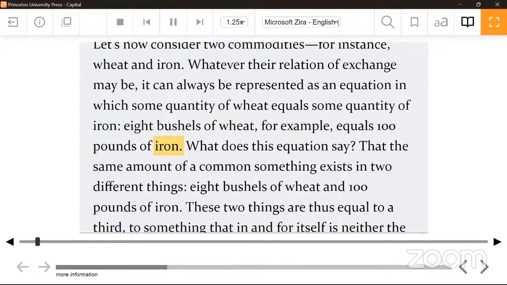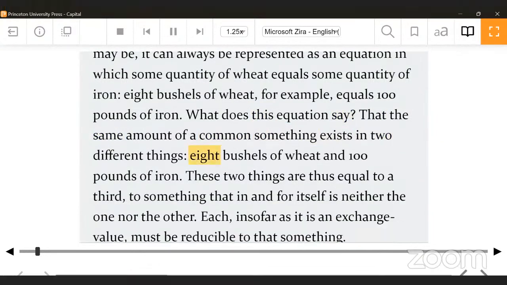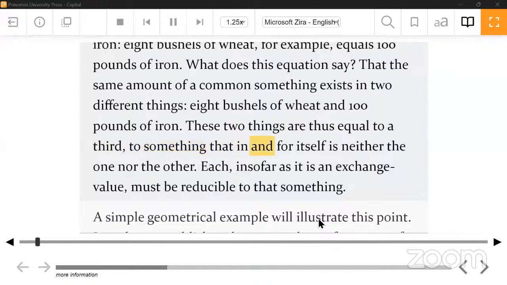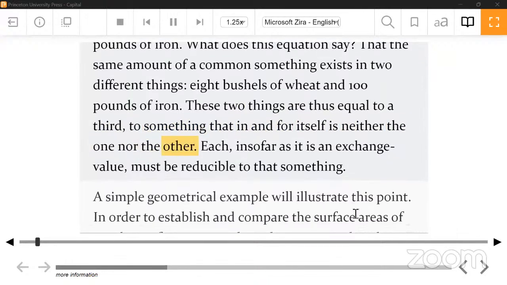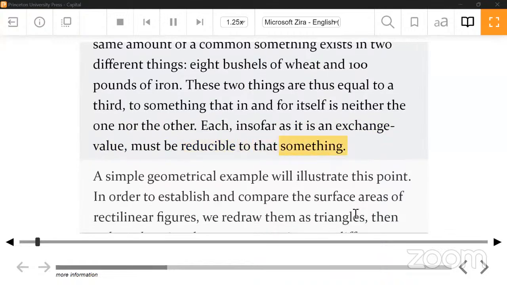pounds of iron. What does this equation say? That the same amount of a common something exists in two different things, 8 bushels of wheat and 100 pounds of iron. Insofar as it is an exchange value, it must be reducible to that something.